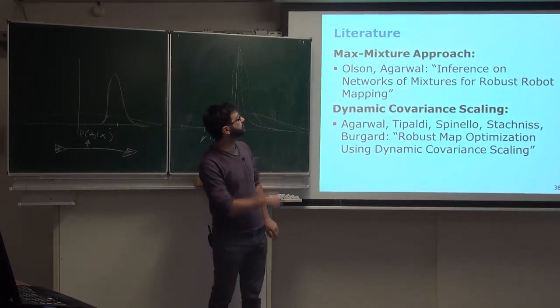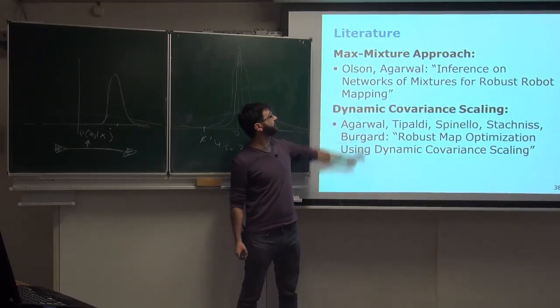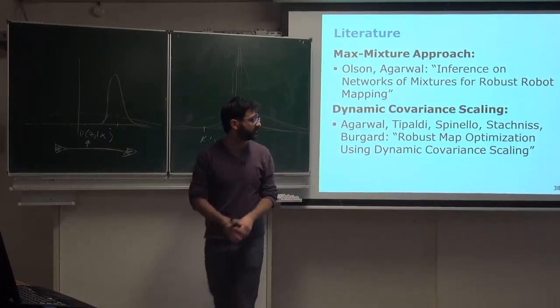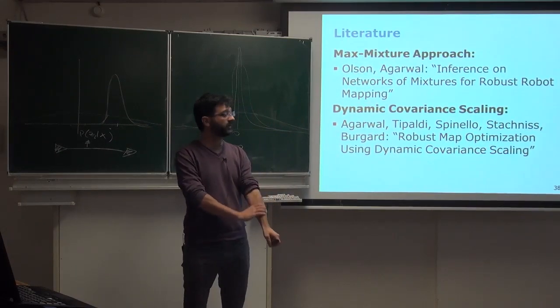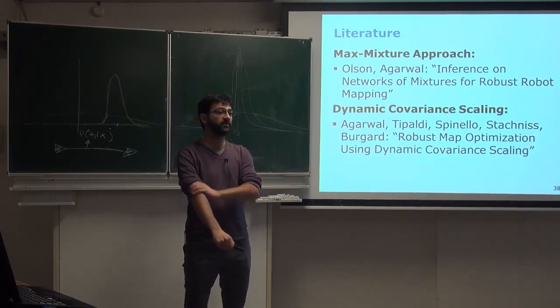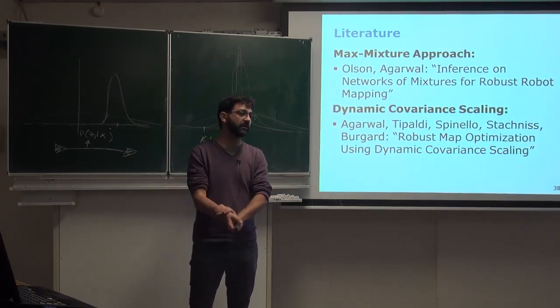Regarding the literature, there are two papers on the web page you can look at. The first one is on the max mixture. The second one is on dynamic covariance scaling. If you want to have more info on M-estimators per se, you can just go on Wikipedia. There is a lot of information on robust estimation, so have a look at that.